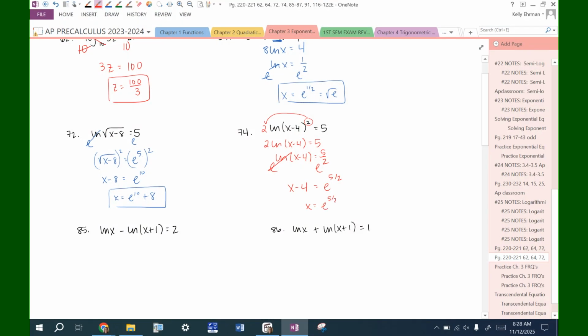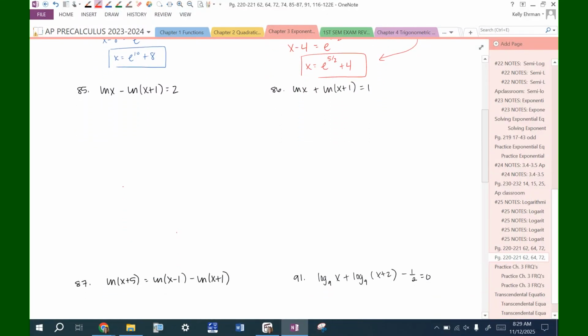Now, I did say there are 2 ways to solve this equation. So maybe you didn't think to expand this out. So if you left it as ln of x minus 4 squared equals 5, this is okay as well. You can still base e both sides. And then you get x minus 4 squared equals e to the 5th. So in this version, I have to square root both sides. And I still get to x minus 4 equals the square root of e to the 5th. That's the same as e to the 5/2. And so you get to the same answer.